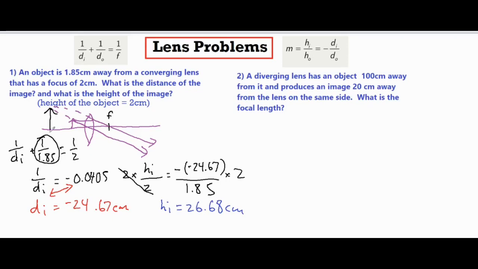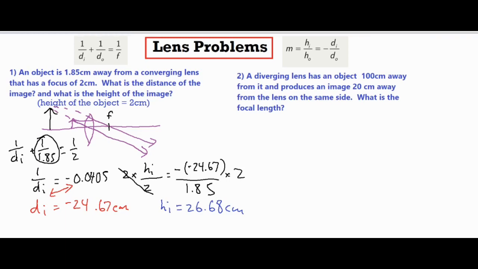Now I want that number to be positive and larger than the 2 centimeters. This black arrow here, which is the representation of my image, is much larger than the original 2 centimeters and is positive to show that it's an upright image as opposed to an inverted image. So both of those check out. Those two answers look pretty good.